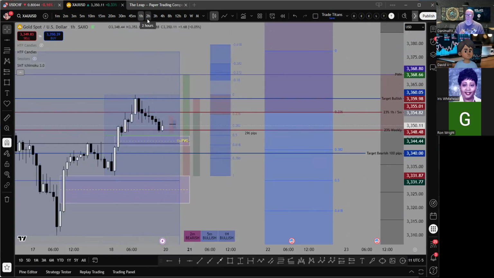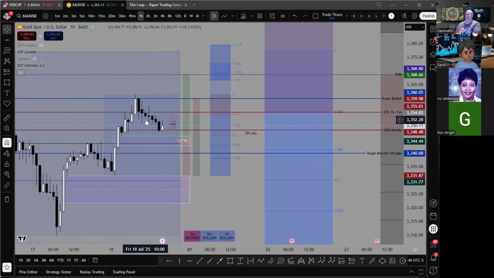And the 236 weekly is holding it up, right? Right now the 236 weekly is holding price up, and the 236 on the 1 hour is keeping price down. So it's caught in between, really stuck in between. It's been ranging for the last almost 7 hours actually.